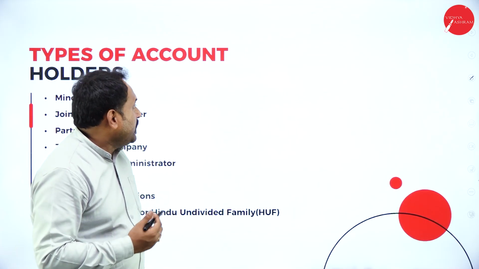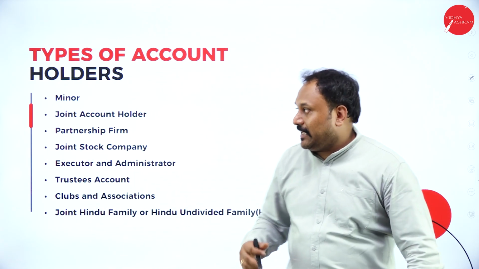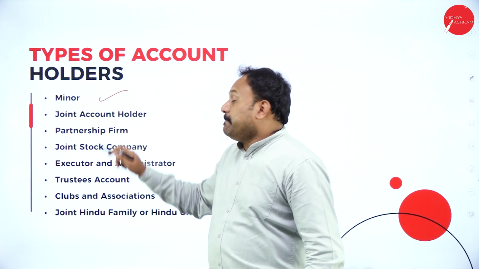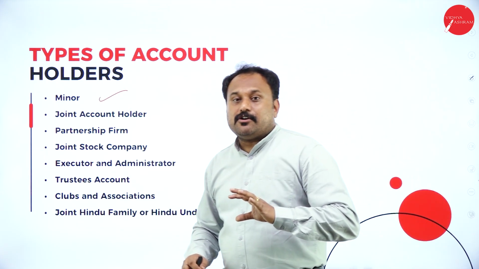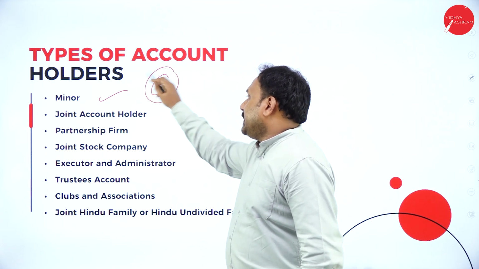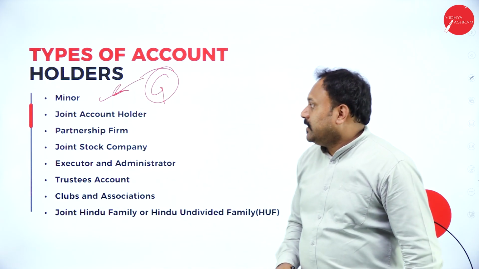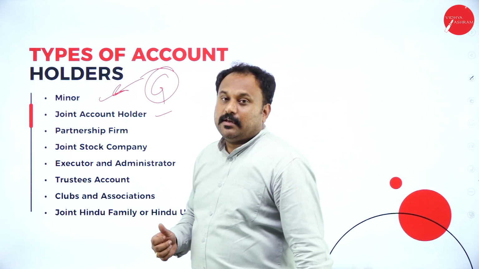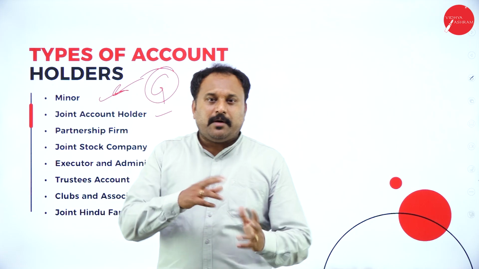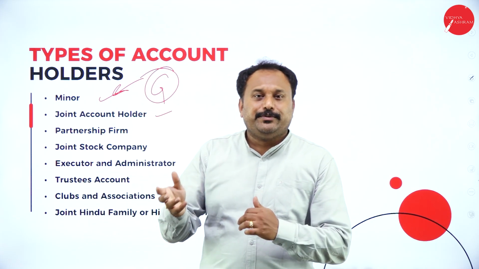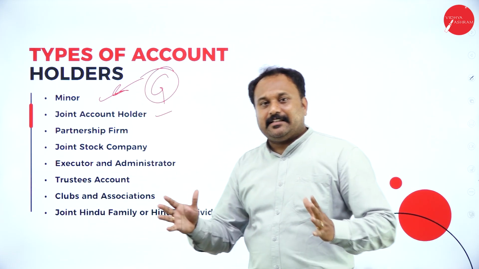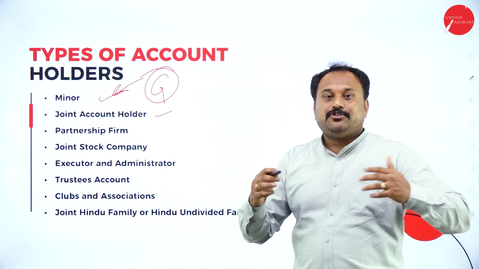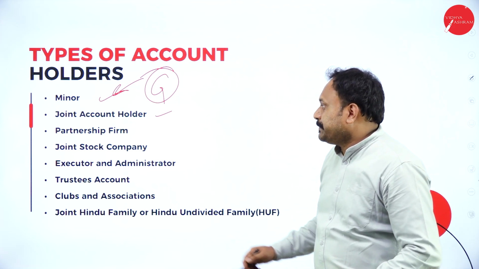The next one we have is very interesting: types of account holder. Who are the people who will go with it? The first is minor. Yes, a minor can be the account holder, and a guardian should be there for the minor. Then there is the joint account holder. You can have a joint account: your parents and you, your mom and you, your father and you, your wife and you, your husband and you, anything. You and your son, you and your daughter, you and your grandfather, anybody. You and your friend, yes, you can go with it.